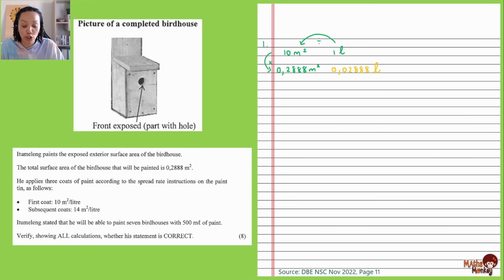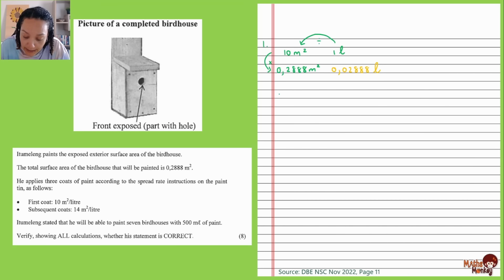Then we are doing 2 subsequent coats, because in total we're doing 3 coats. So for the last 2 coats, I need to double the surface area. We've painted the first coat, which is based on 10 meters squared per liter, but then there are 3 coats. So I've done the 1, but I still have 2 more, which will be covered on 14 meters squared. So this is how I'm going to write this down.